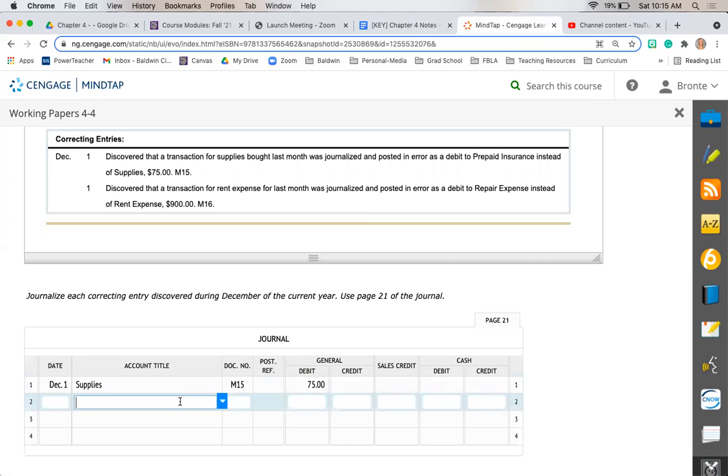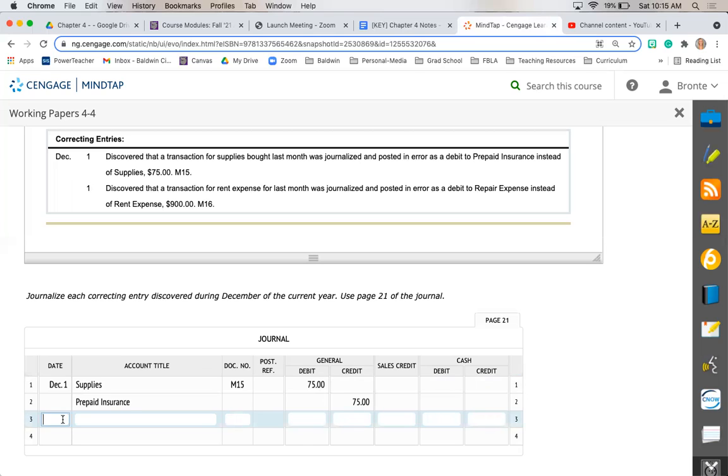Then we need to take it out of prepaid insurance. Prepaid insurance is an asset with a normal debit balance. So therefore, prepaid insurance is going to get a credit because that would be the opposite. Both of these amounts are going to be falling in our debit, general, and credit. Nothing to do with our special amount columns. So that is transaction number 1.